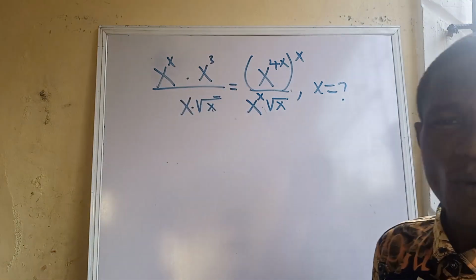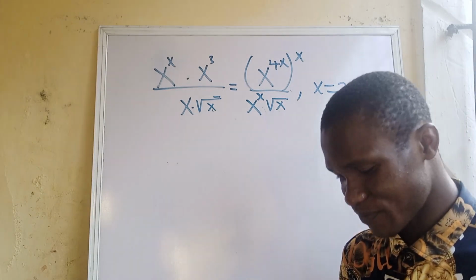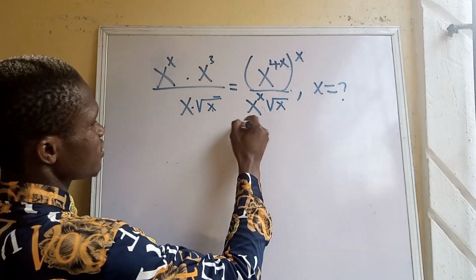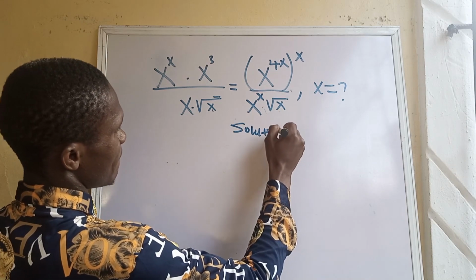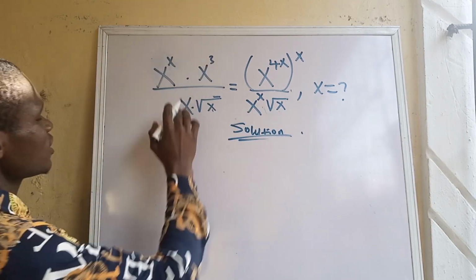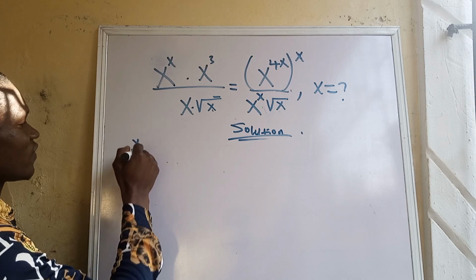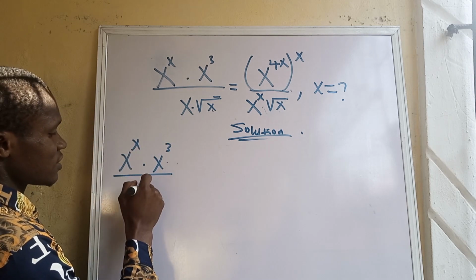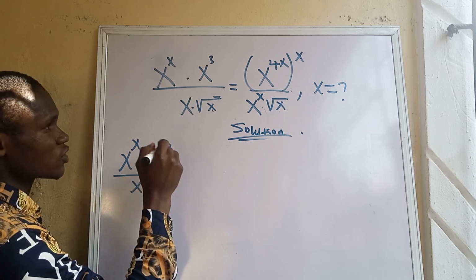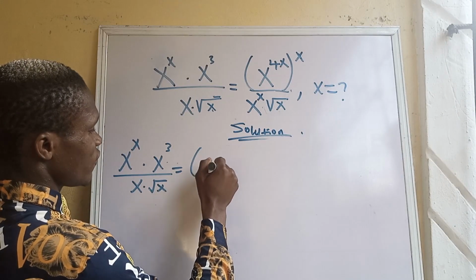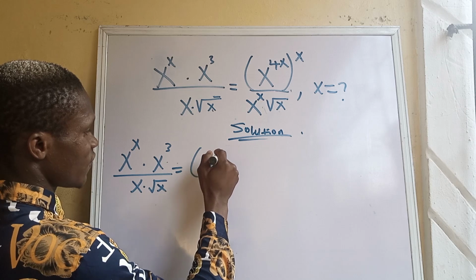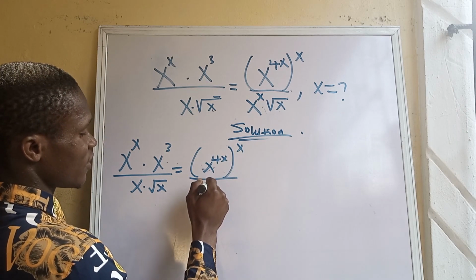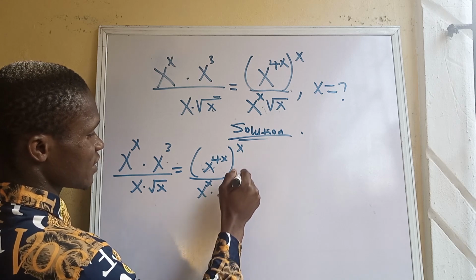So let's see how we can resolve this nice challenge. Solution. Write down the question, which is x to the power of x times x to the power of 3 over x times root of x equals x to the power of 4x close bracket all to the power of x over x to the power of x times the root of x.